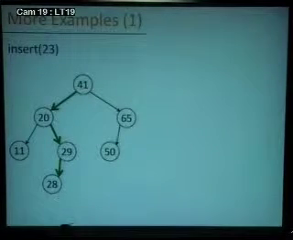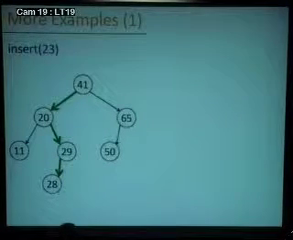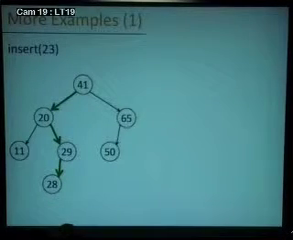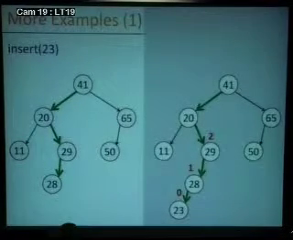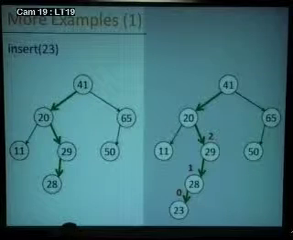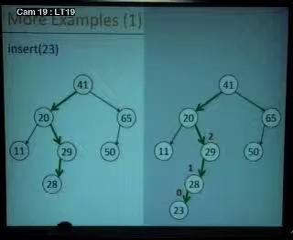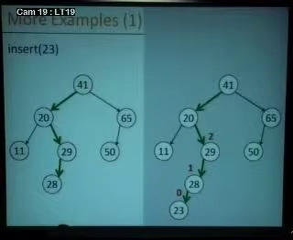So some more examples to show you this. Okay, insert 23. 23 will be inserted where? On the left of 28. Something like this. Then you update: 23 has balance factor 0, 28 plus 1, 29 plus 2. Oh, there is a plus 2 here.